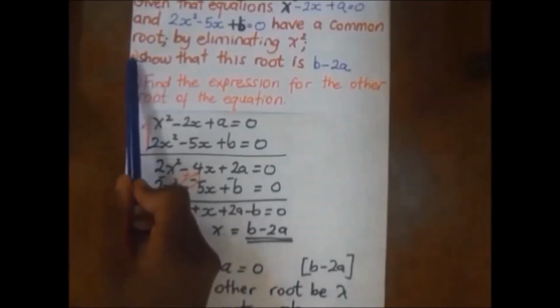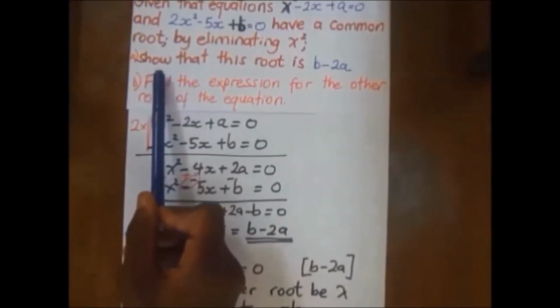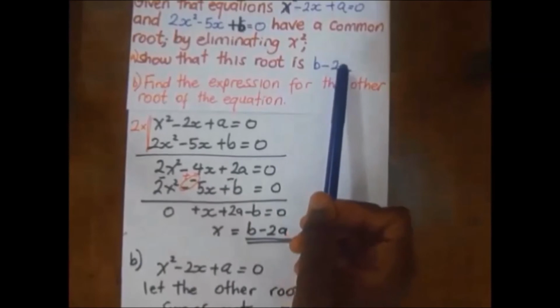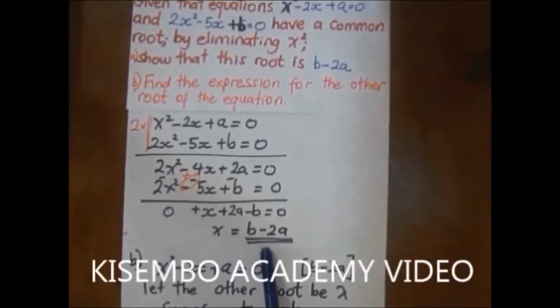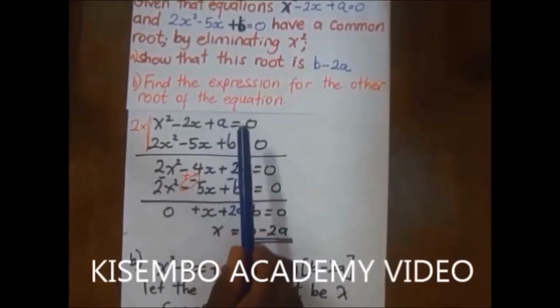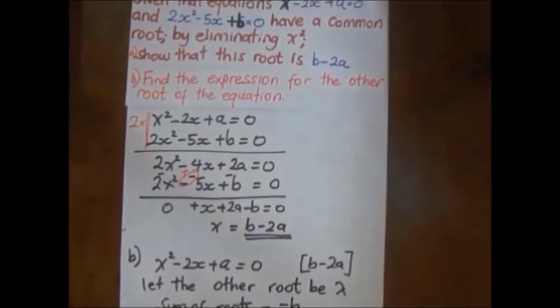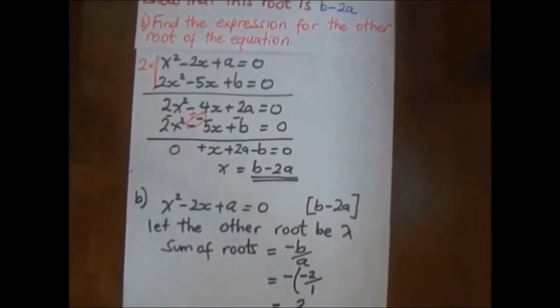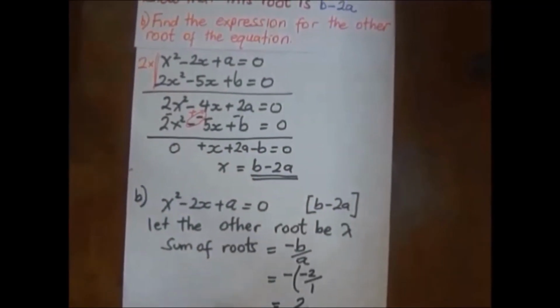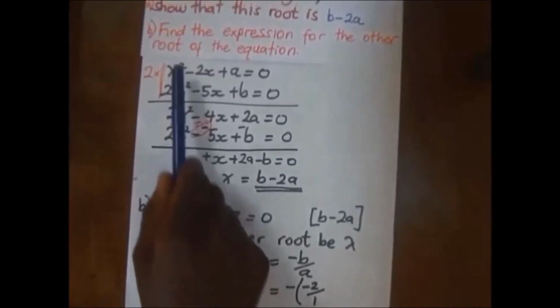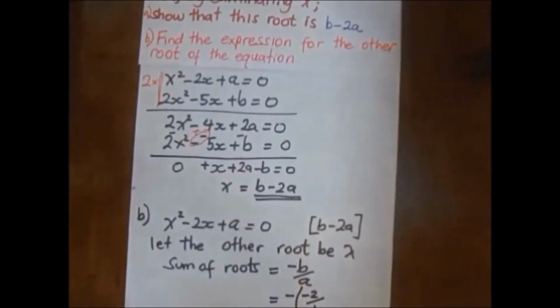So here we've finished part A, which is telling us to show that this root is b minus 2a. And indeed we have shown that the common root between these two is b minus 2a. So we go on to our next part of the question, that is part B. Part B is telling us to find the expression for the other root of the equation.